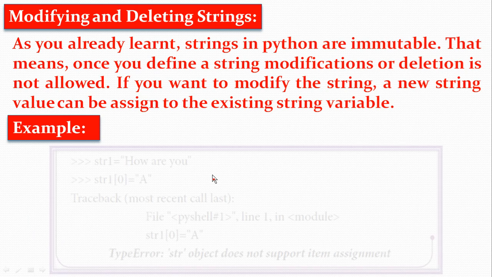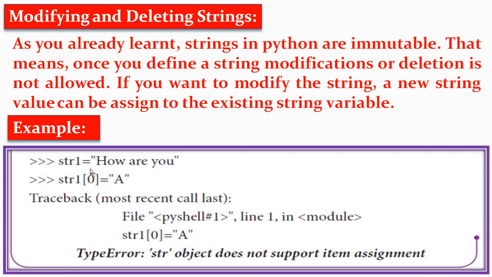Here is an example. Here str1 equal to how are you. We cannot modify a single character here. Here str1 of 0 is h. We cannot modify the value of h with a. So it gives an error, type error, that str object does not support item assignment. So we cannot modify a single character, or delete a single character.